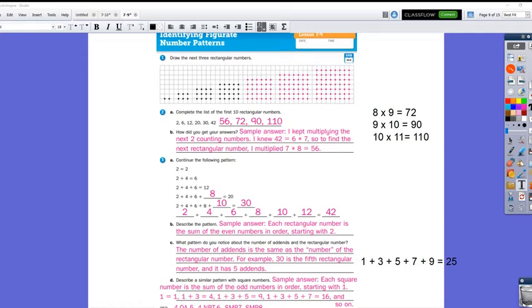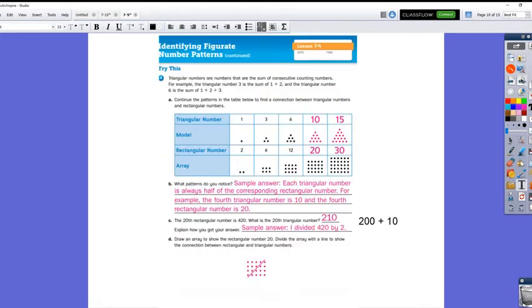1, 3, 5, 7 is equal to 16. So to get the next square number, I would add up the next odd number with the other odd numbers. So 1 plus 3 plus 5 plus 7 plus 9 equals 25. This is one pattern you might use, but you might have found another pattern. So that's the sample answer.